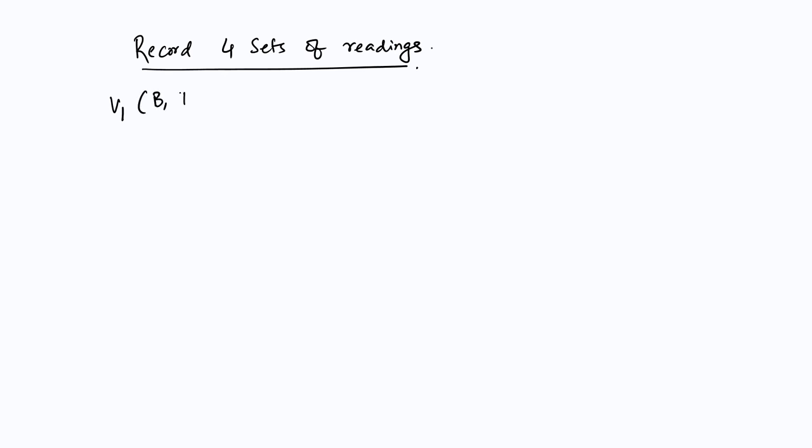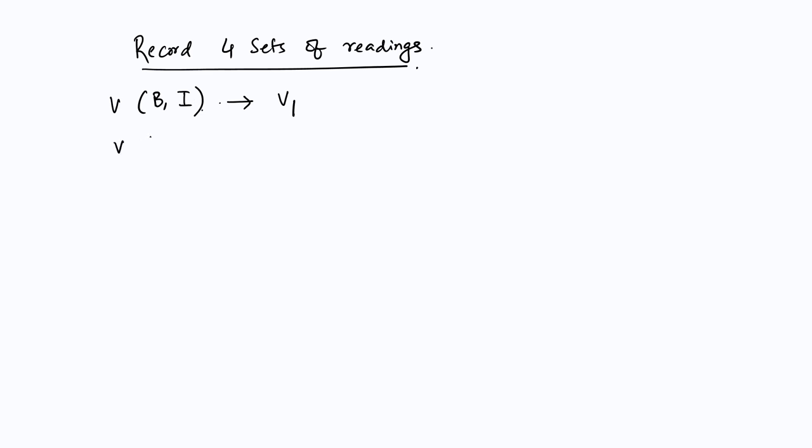Now in this experiment you record four sets of readings. You measure the voltage across the Hall voltage probes, using either a millivoltmeter or an ammeter, for a given magnetic field and current. Let's call this V1, with B applied in the plus Z direction and I along the plus X direction.